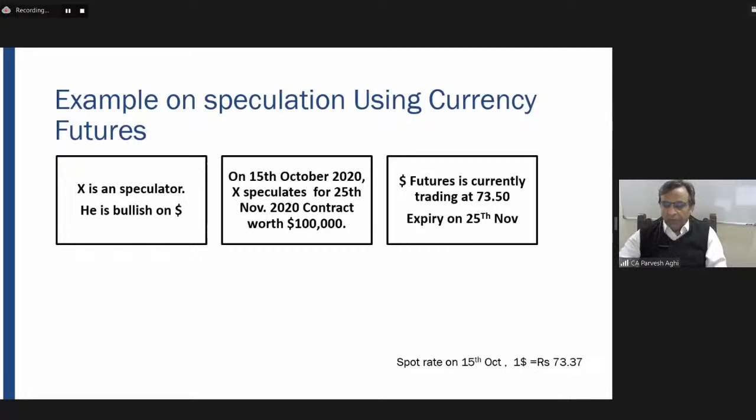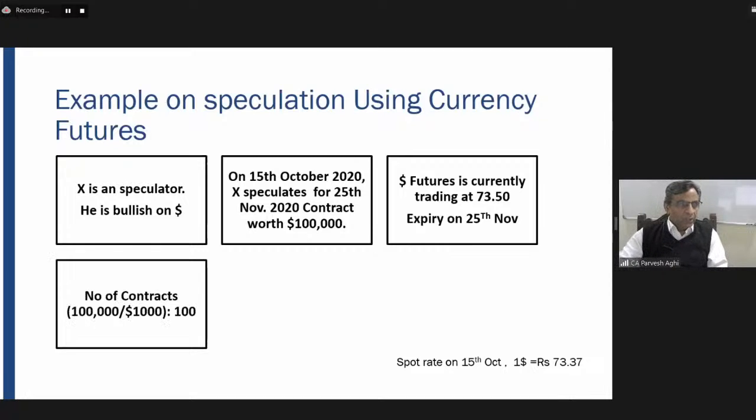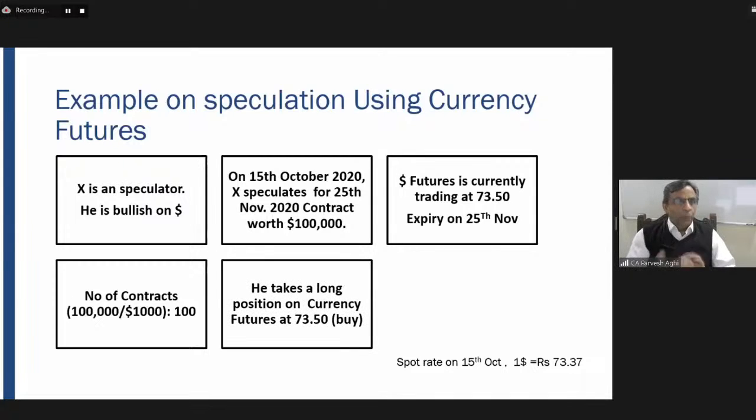Okay, the expiry is on 25th of November. So the contract size will be 100 contracts because the lot size in terms of dollar is 1,000. So 100 contracts will come. He takes a long position on the currency. That means he buys futures at 73.5. He's bullish on dollars. He expects the dollar to go up.